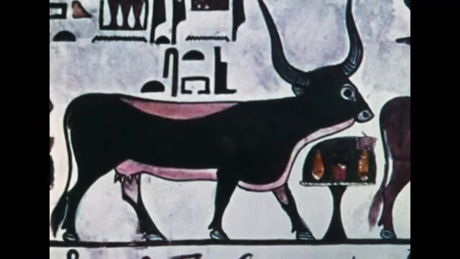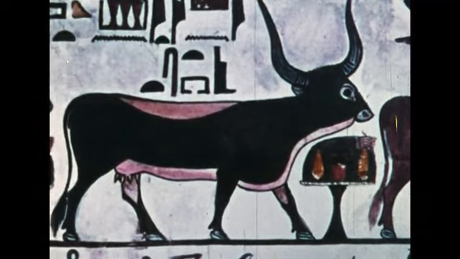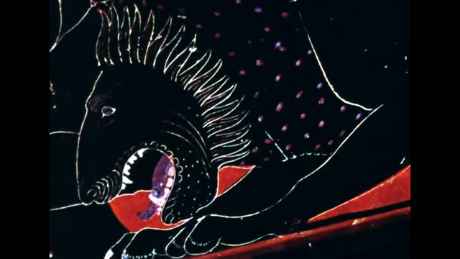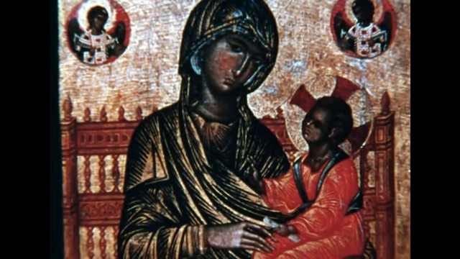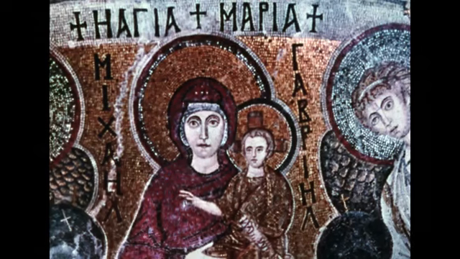All periods of art show distinctive and imaginative use of light and dark. Primitive, Egyptian, Greek, Roman, Byzantine painting, medieval mosaic is rich in value.